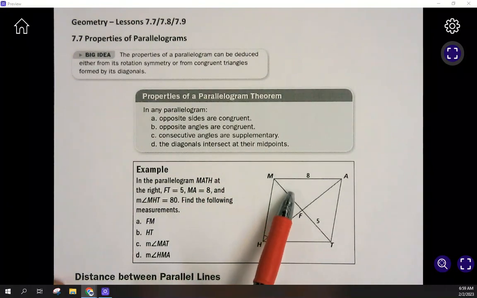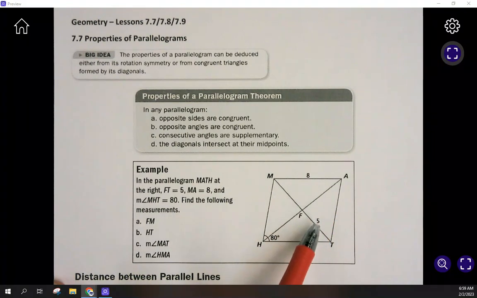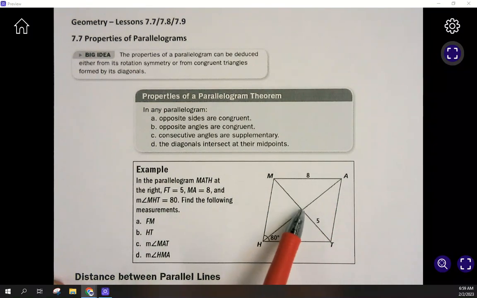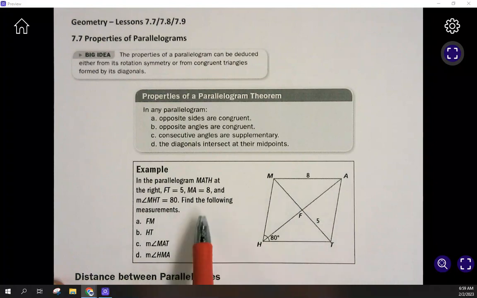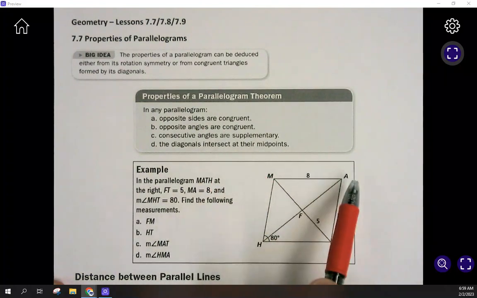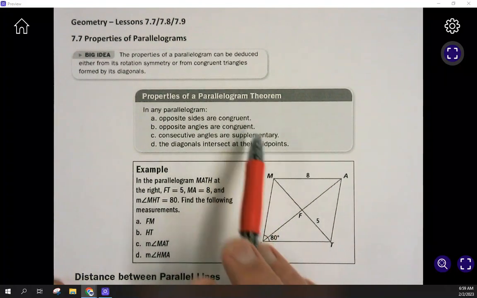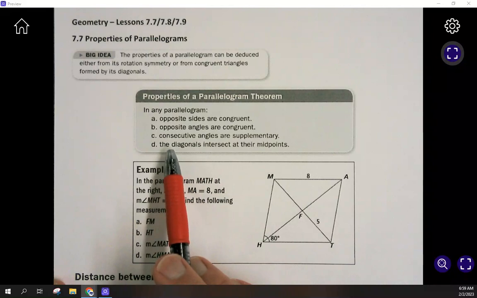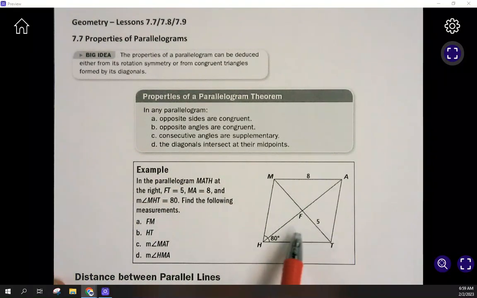Okay, so that just means each one of these diagonals is going to get cut perfectly in half. They're going to be different lengths in terms of their total length. So MT here is going to be a little shorter than AH. But MT, where that diagonal hits at F, that's going to be the midpoint, and it's going to be bisected. So we're going to have the same length on both sides. So they're not all going to be 5, but these two are, and we'll get into that in a second. All right, so opposite sides are congruent. Opposite angles, like A and H, or M and T, are congruent. They're the same. Consecutive angles add up to 180, supplementary, and the diagonals intersect at their midpoints.